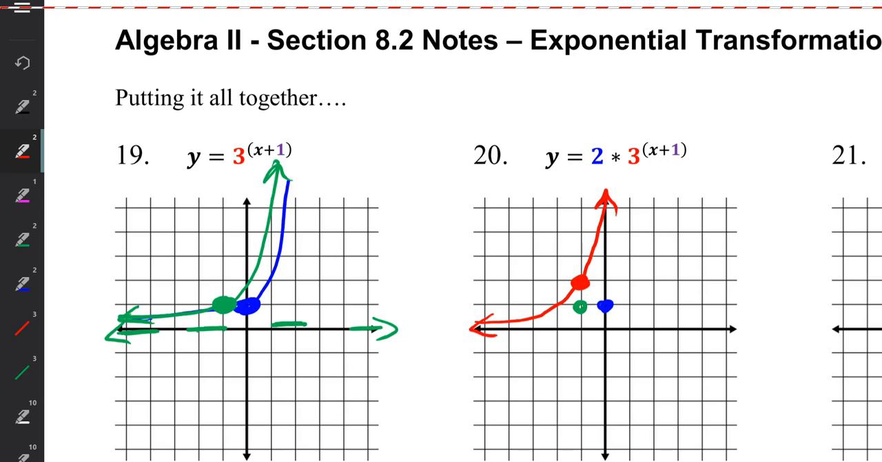Why does my asymptote not change? There's no minus or plus at the end. If you need help with asymptotes, see Stephen Ryan. He's the asymptote expert.